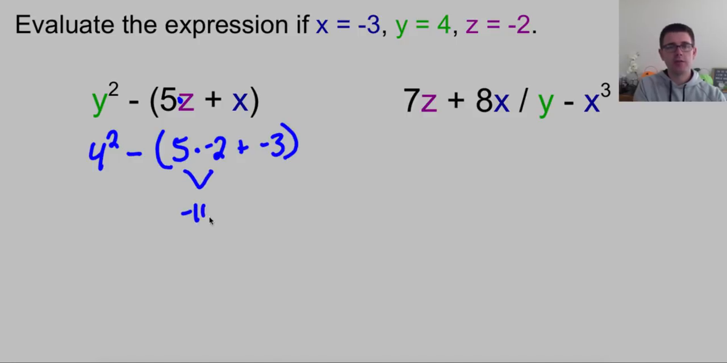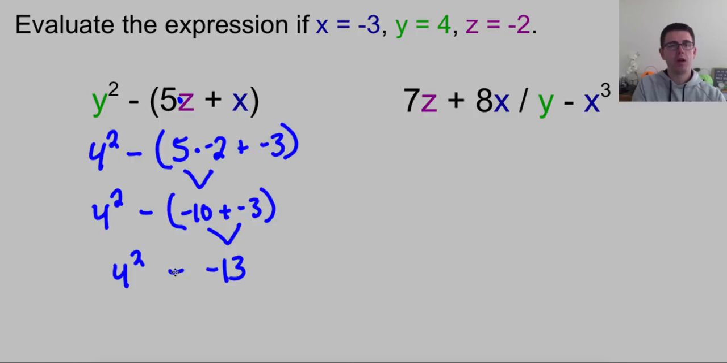5 times negative 2 is negative 10. But my parentheses are still here because I haven't finished what's in the parentheses. I keep doing all the work in there until I'm down to a final answer. Now I'm going to add negative 10 plus negative 3, same signs, add and keep. And I rewrite the rest of the problem. Here I see subtracting a negative, so I make it adding the opposite. Parentheses are next because I'm all the way finished with my parentheses. So exponents, 4 squared, 4 times 4 is 16, plus 13 is 29. But following order of operations all the way through.